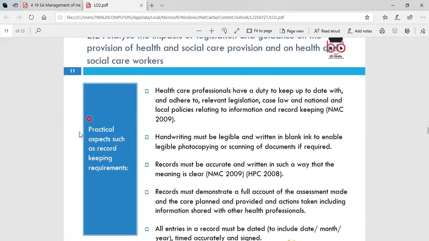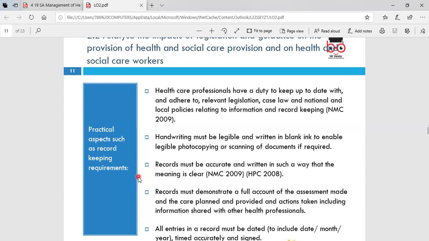So what are the practical aspects, like record keeping requirements? Healthcare professionals have a duty to keep up to date with and adhere to relevant legislation, case law, and national and local policies that relate to information and record keeping.